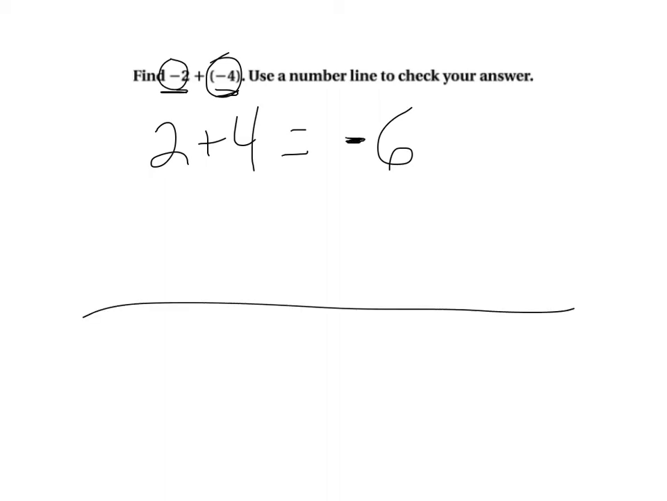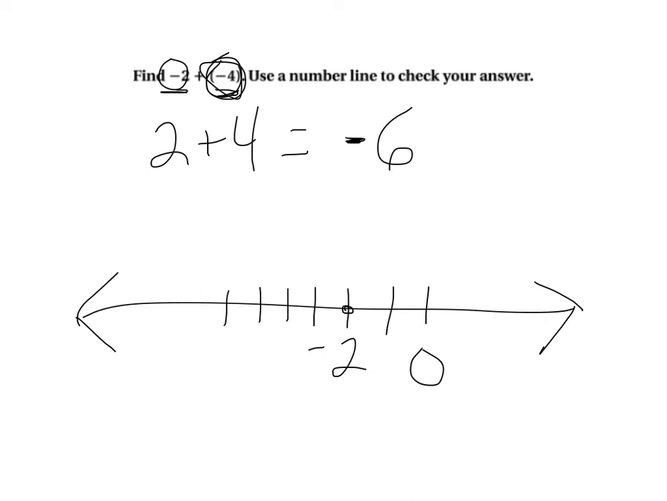It says use a number line to check your answer. Well, if this is 0 and here is a negative 2, I'm going to add a negative 4. So I'm going to move 4 more of these in this direction, and that's what is going to get me to a negative 6. So that does make sense with the number line. Again, the number line can help you. Some people don't like it, but it is an option.